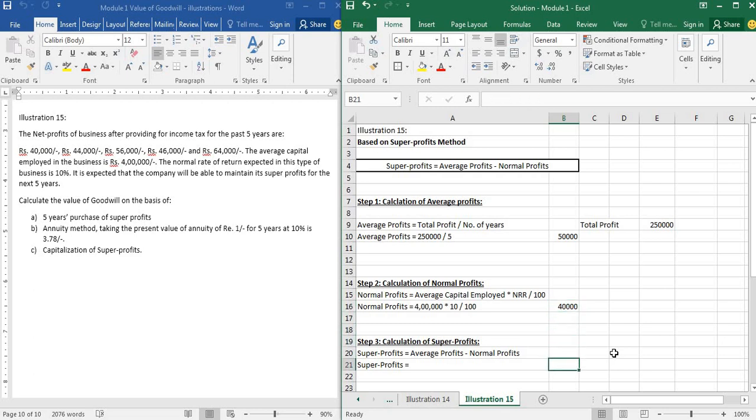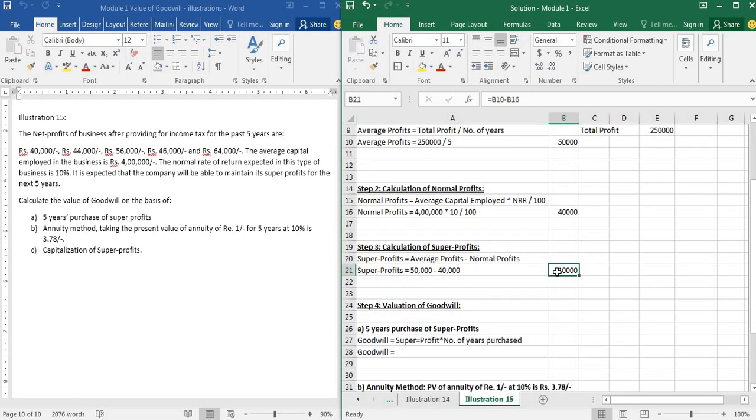Now that we have found out average profit and normal profit, let us find out super profit. Super profit is average profit minus normal profit. Let us find out the values. Average profit is 50,000 minus normal profit, which is 40,000. So super profit is nothing but 10,000 rupees.